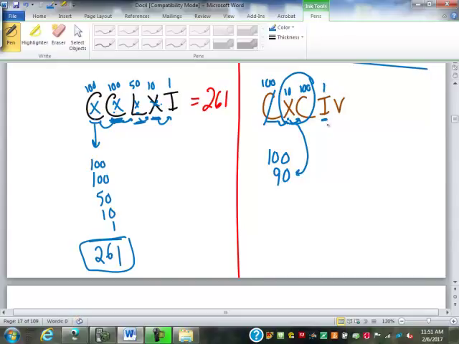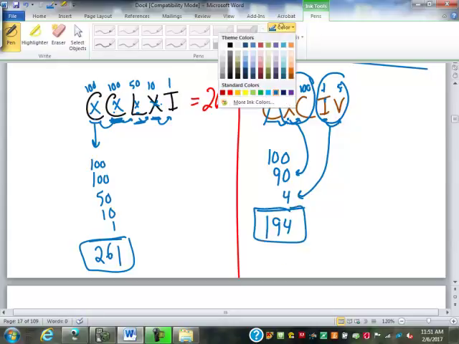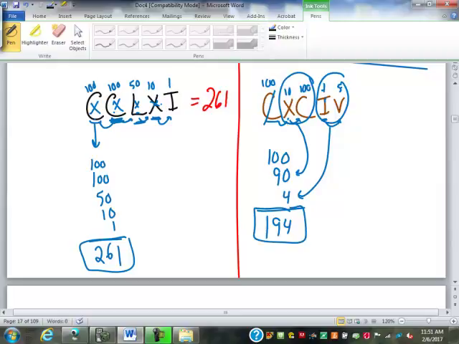I is 1. The symbol that comes after it is V, which is 5. So again, this symbol has a smaller value than the one that comes after it, so we take them together. 1 from 5, or 5 minus 1, is 4. So those two symbols combine to make 4. So this is 194. So there's the subtractive property for combining the digits in the Roman numerals.